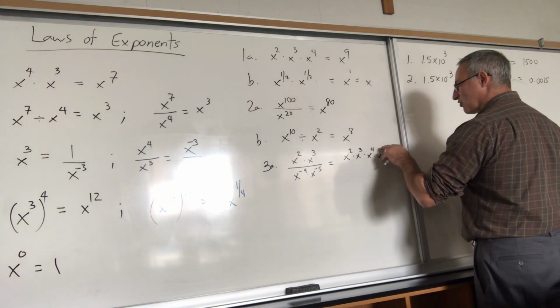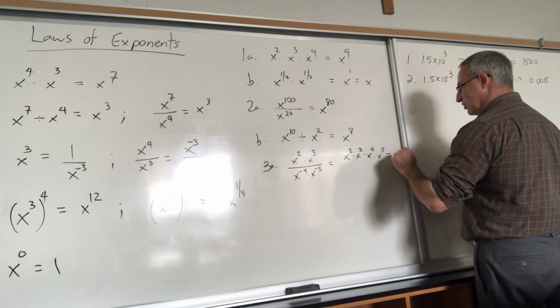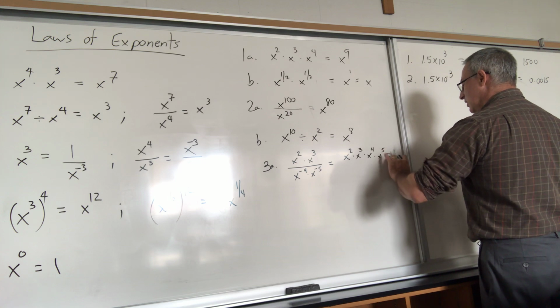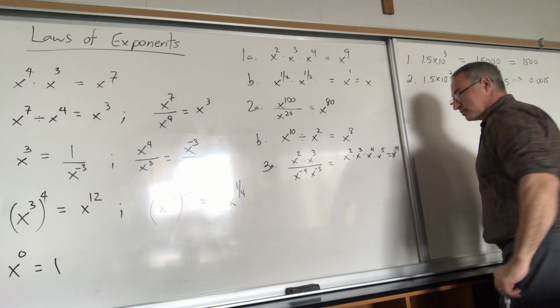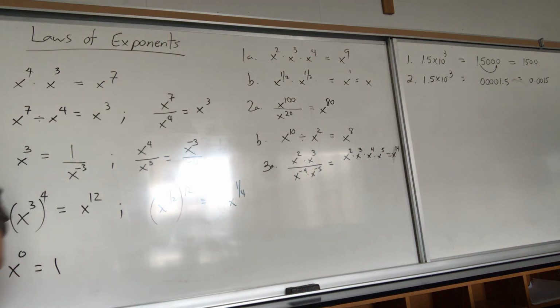2 plus 3 plus 4 plus 5 is 5 plus 4, which is 9, and 9 plus 5 is 14, so your answer is x to the power of 14. See? Super easy if you know the rules.